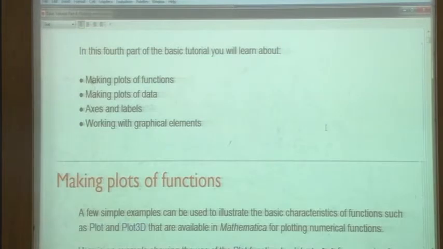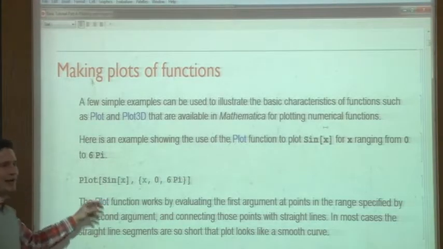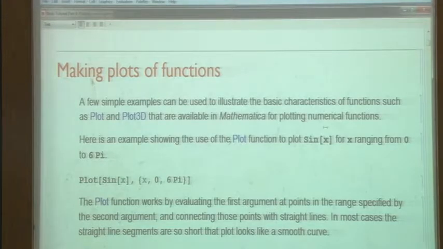Right, so how can we make plots of functions? Of course, how do we make plots of data? How do we deal with axis labels? And how do we work with graphical elements? So after this, you guys should feel pretty comfortable with commands like Plot, that you are already familiar with, and Plot3D for three-dimensional graphs. But the structure, as usual, you guys already know, right? So Plot, the function, and then the range, like in this case.